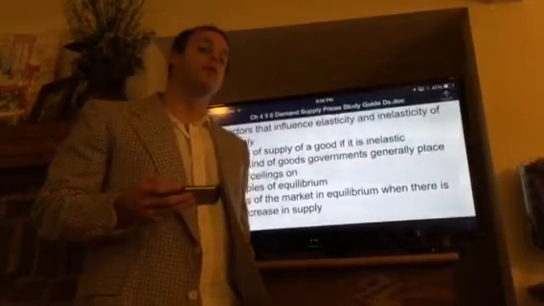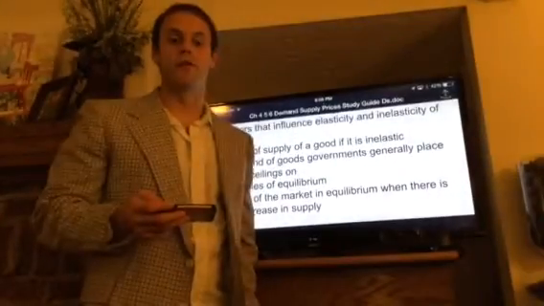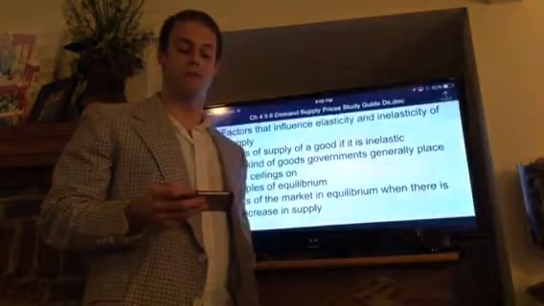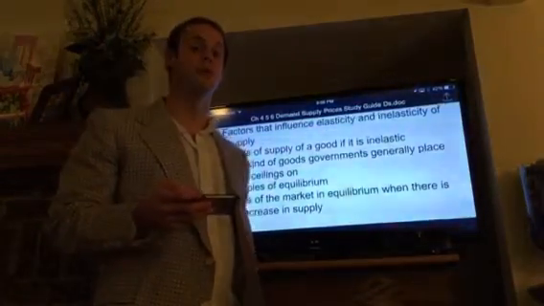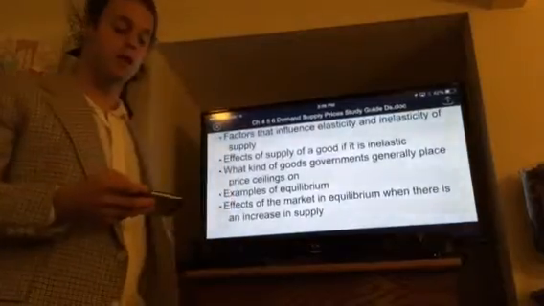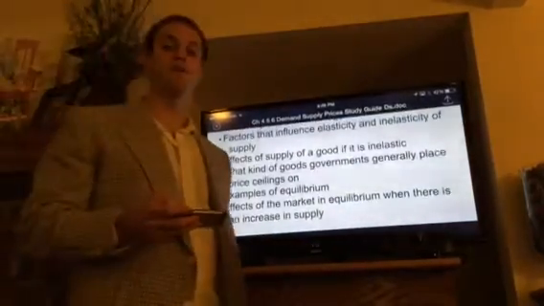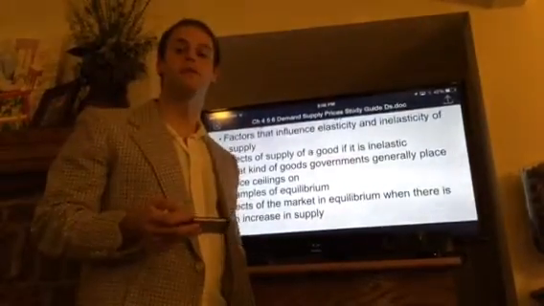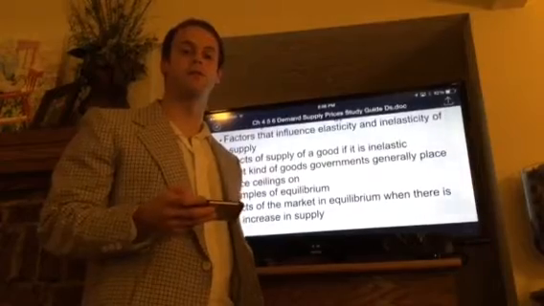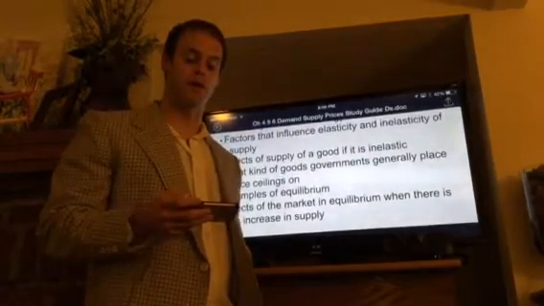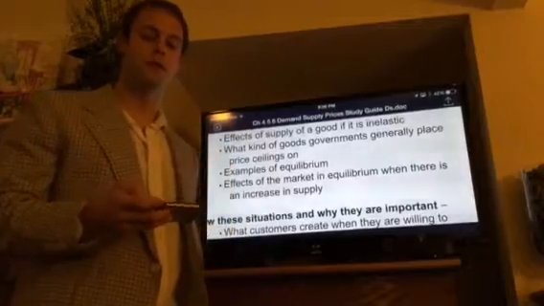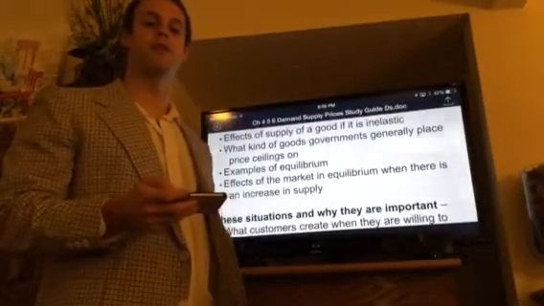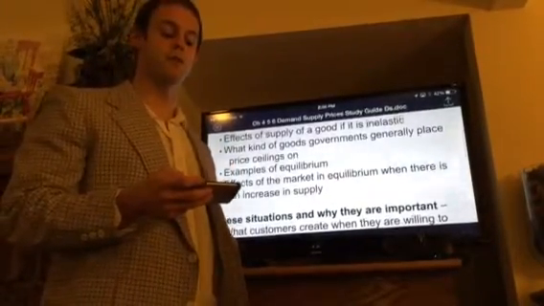So when you're looking at gasoline, if gasoline goes up $10 a gallon, gasoline is going to be inelastic because people are going to buy it no matter what. If it's elastic, things like necklaces, watches, goods that when a price change happens, consumers respond. Effects on supply of a good, if it's inelastic, they're going to make about the same. Remember, price change is not going to really change it, so it's going to do the same as supply.